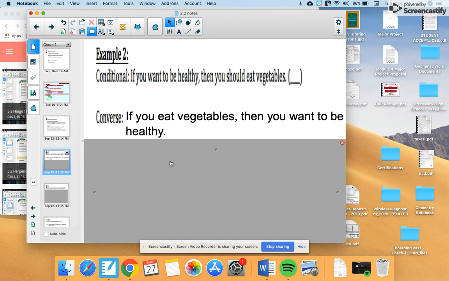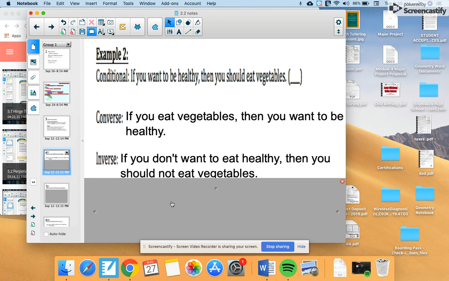Now the inverse, we're going to negate the hypothesis and the conclusion of the conditional. So I'm looking at that first statement, if you want to be healthy, then you should eat vegetables. And again, I'm negating both. So it would look something along the lines of if you don't want to be healthy, then you should not eat vegetables.